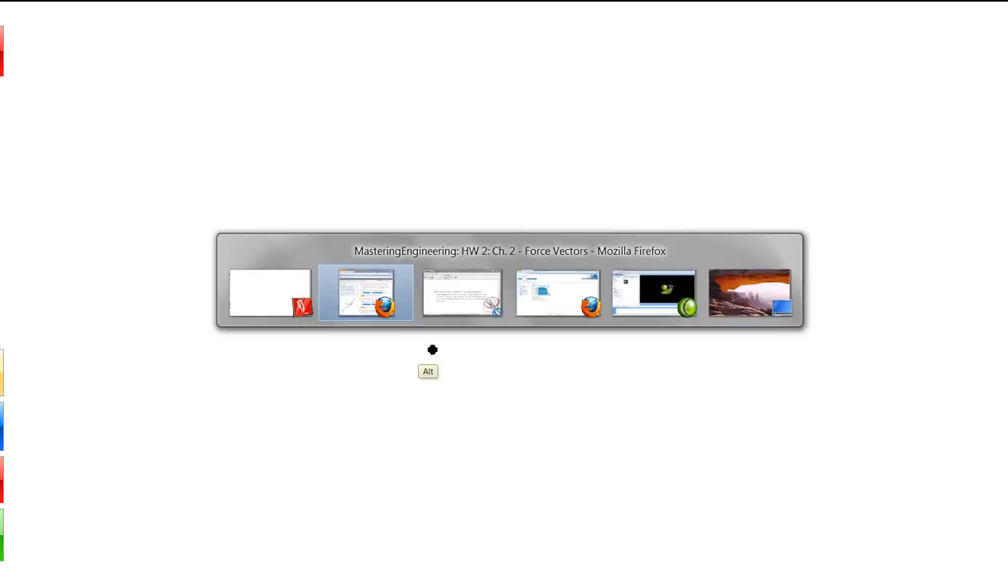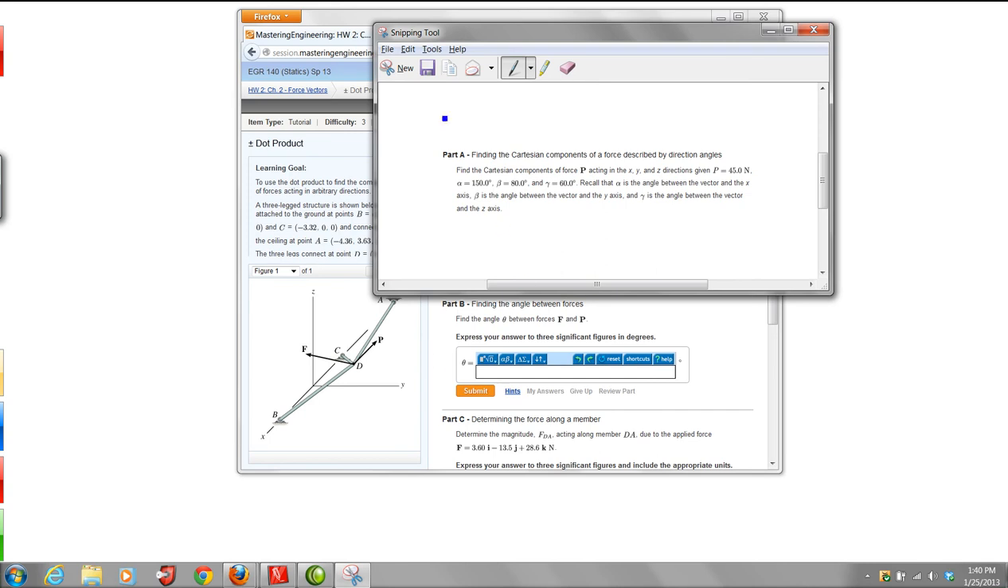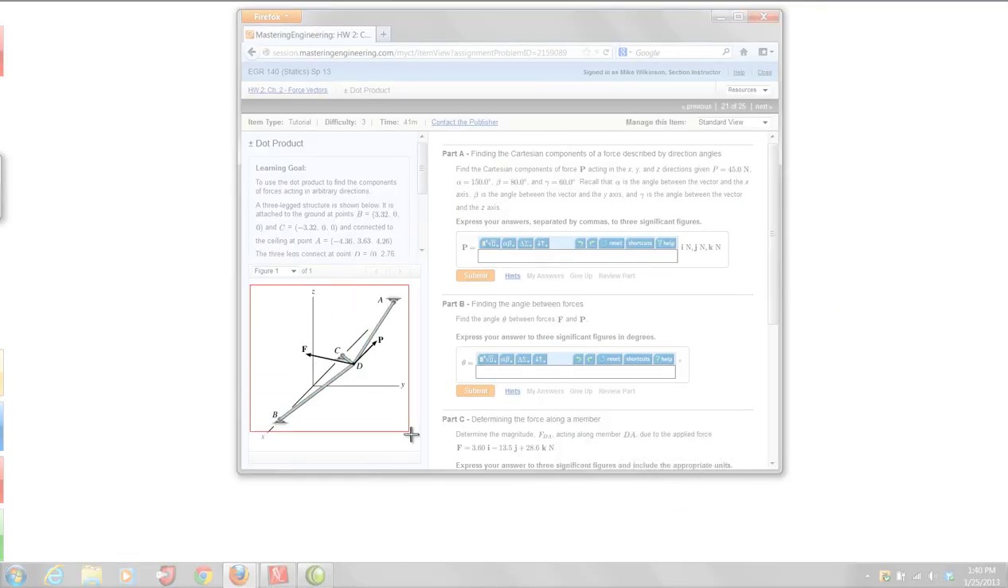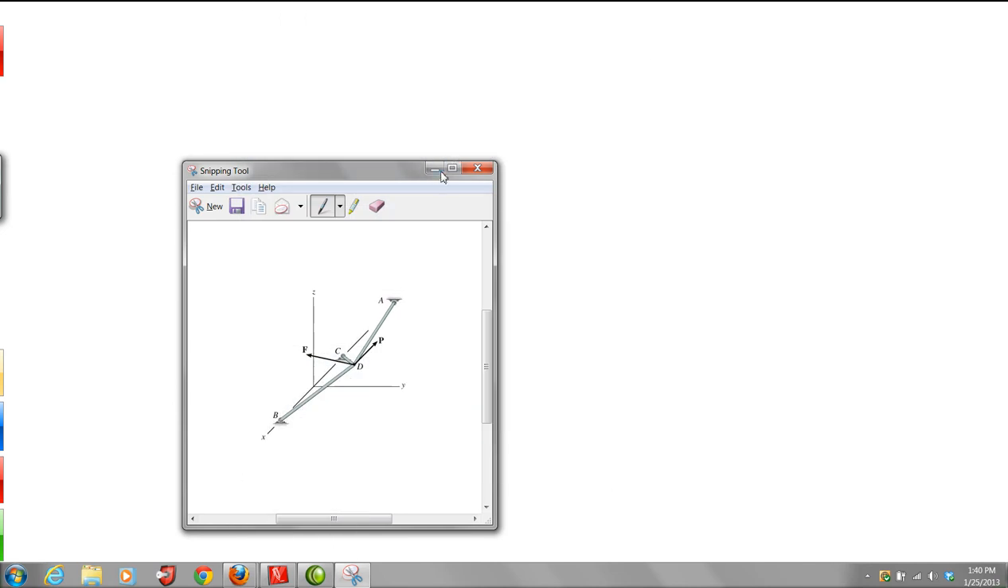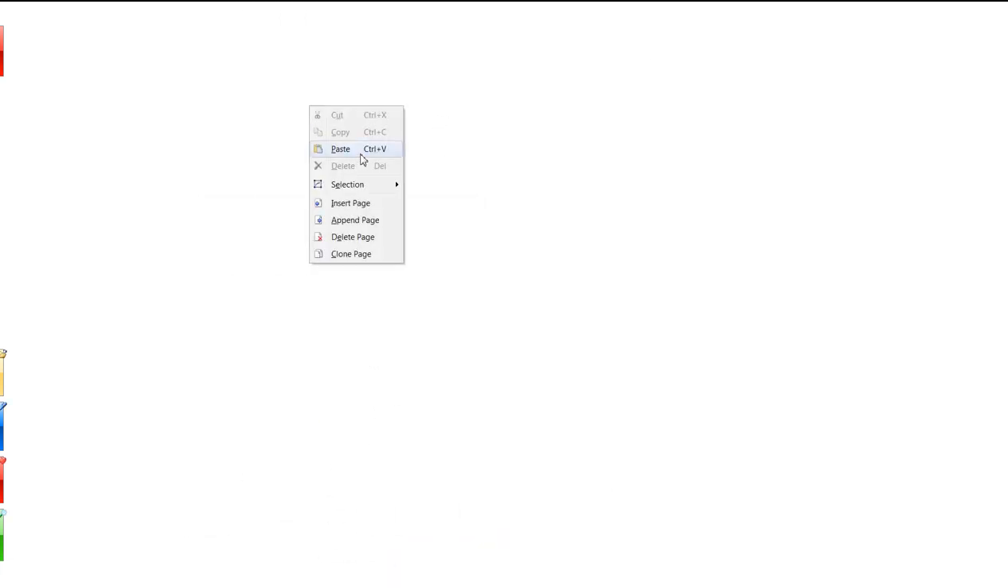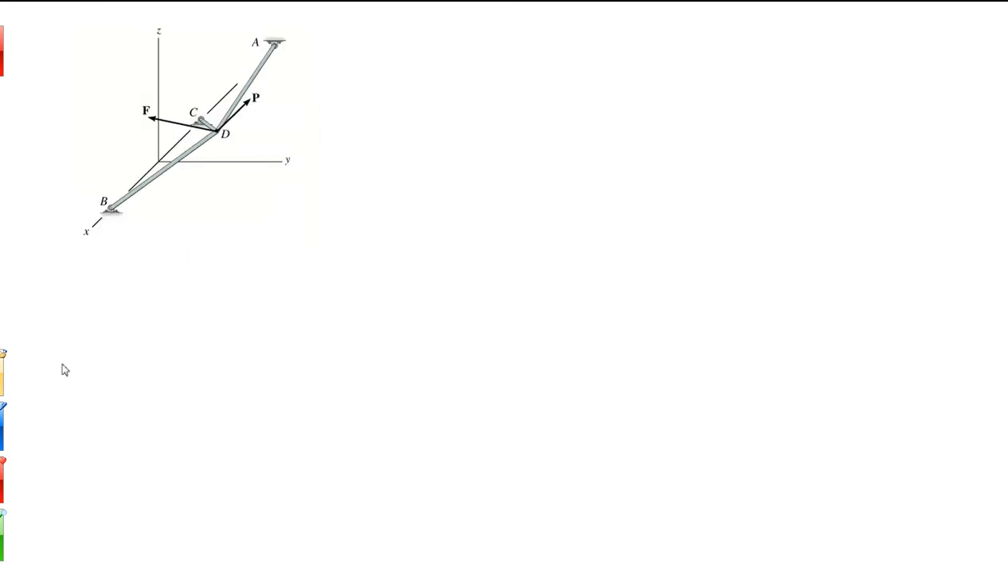So let me see if I can pull this up to make it look a little bit better, to help out my description. Okay, so this is what you're looking for. You've got this force F right there, and you're trying to find out what part of this is acting along this member AD. So again, we're going to be using the dot product to figure this out.